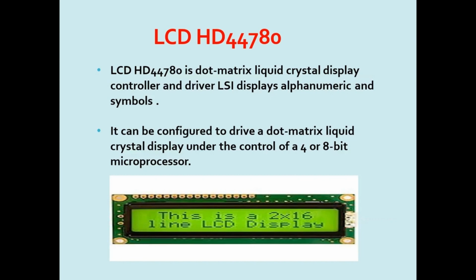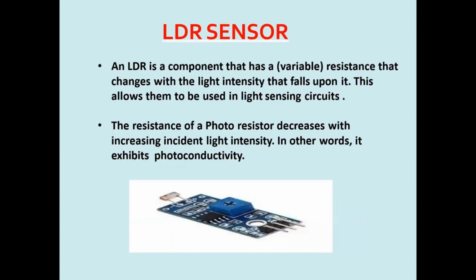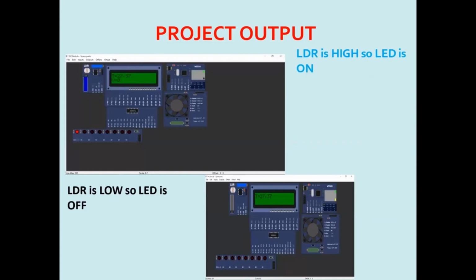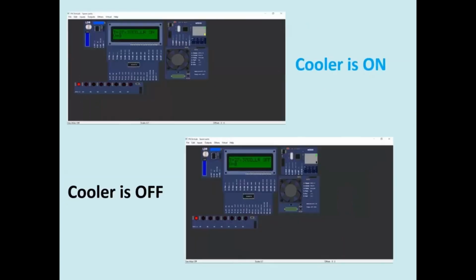The LCD stands for liquid crystal display, which is in the form of a dot matrix. And here is an LDR sensor. This sensor is used to sense the values, and it changes with the light intensity that falls upon it. Well, the resistance of a photoresistor decreases with increasing light intensity. So these are the project screenshots that I have taken while working on this project.